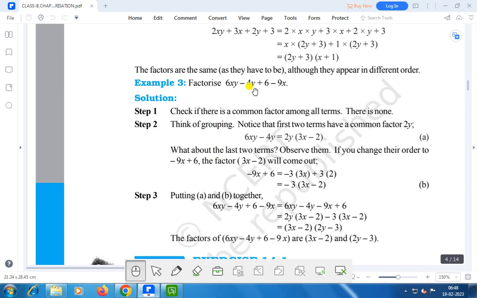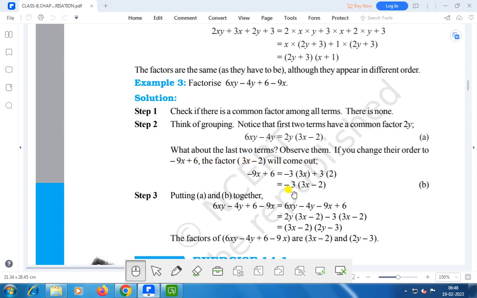Factorize 6xy minus 4y plus 6 minus 9x. Check if there is a common factor among all terms. There is none. Think of grouping. Notice that the first two terms have a common factor 2y. Therefore, take 2y as common: 2y into 3x minus 2. What about the last two terms? Observe them. If you change their order to minus 9x plus 6, the factor 3x minus 2 will come out.